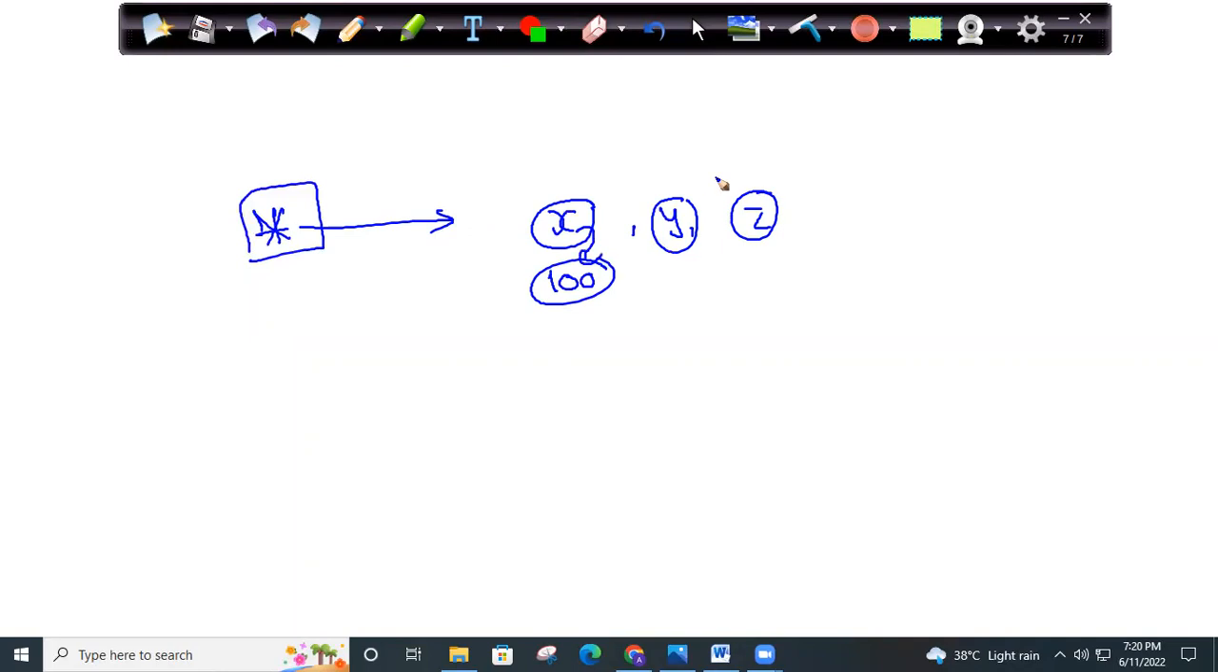Try to take the values for the variables as 100, life becomes easy. If you have more variables, don't take 100 for each and every variable. You need to take different numbers. If you have only one variable, take 100. If you have two variables, take 100, 200, like that.